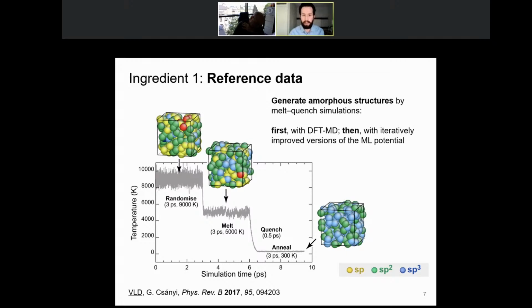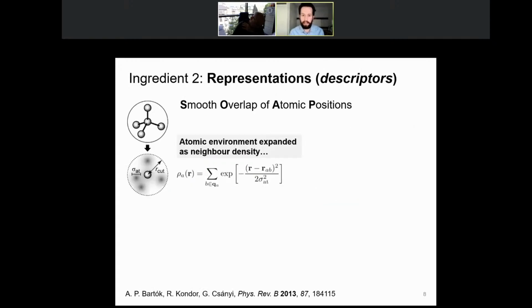The second ingredient, I'm just going to skim this, but I wanted to write down the equations once. This was developed by Bartok and Gabor-Gianni. This is the smooth overlap of atomic positions. It's one way of representing and in fact comparing atomic environments. So if I wanted to describe the neighborhood of this atom here in the center, I would place Gaussian functions on each of the neighboring atoms up to a certain cutoff, and then just look at the neighbor density, which is a sum over all these positions.